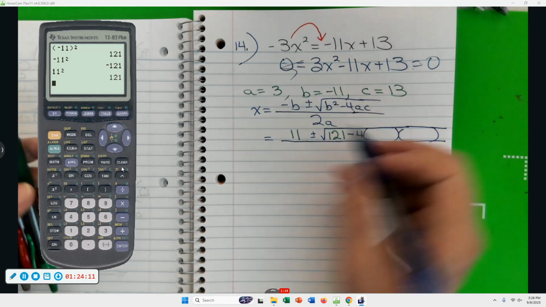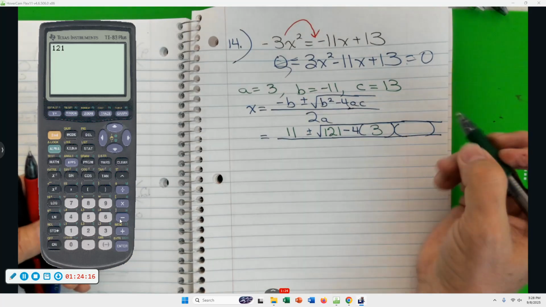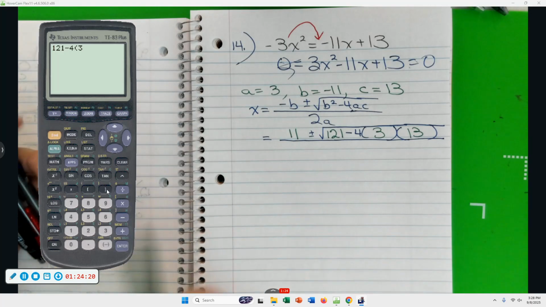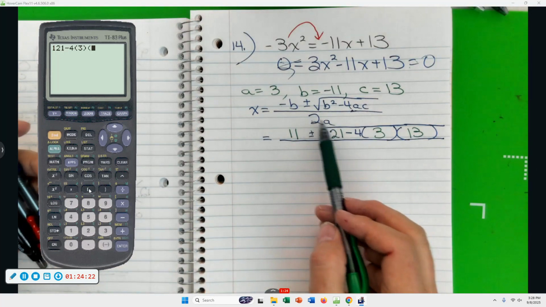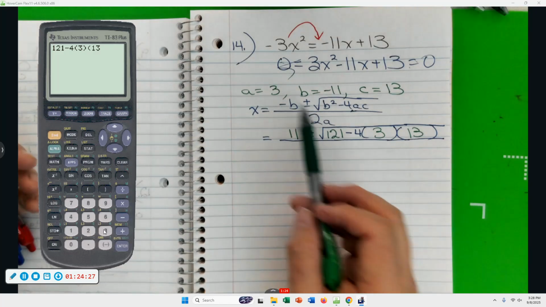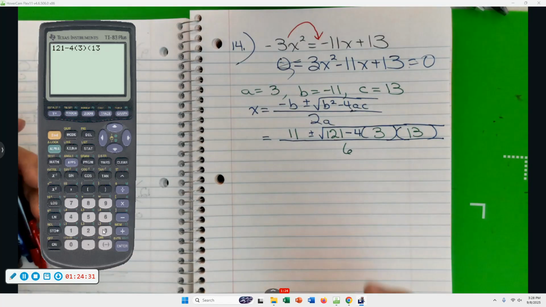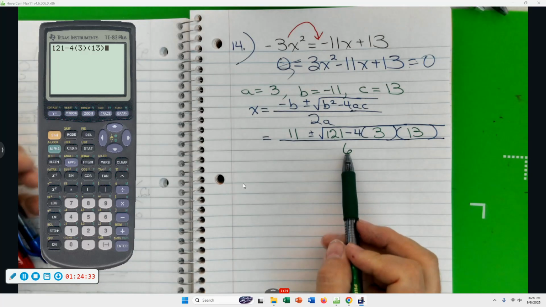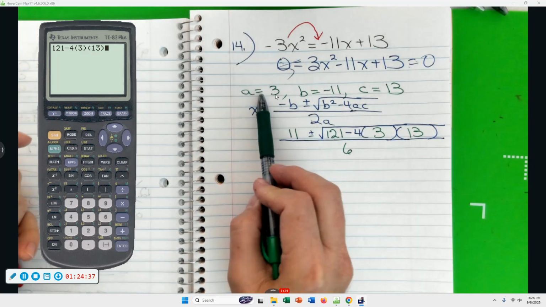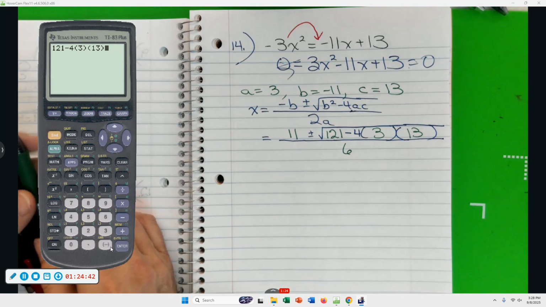Okay, what's going to go here? a and c. All over 2 times a. What are we going to have for our denominator? 2 times 3 gives me a denominator of 6. Any questions on where I got that denominator of 6? 2 times a, 2 times 3 gives me a positive 6. Any questions there?